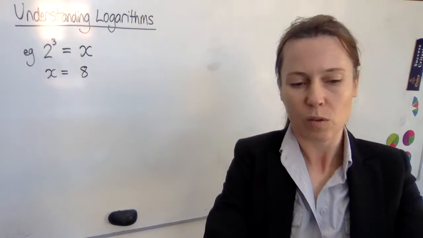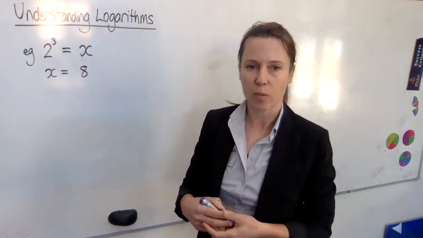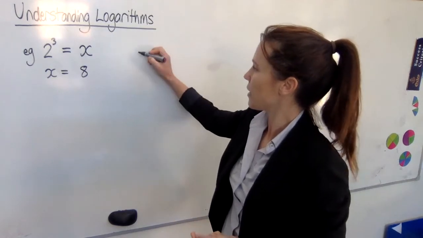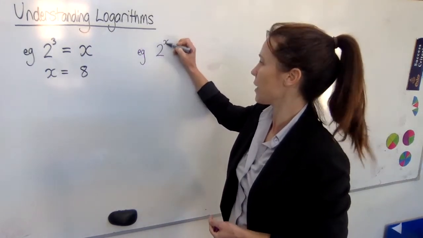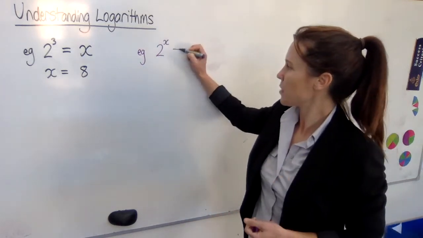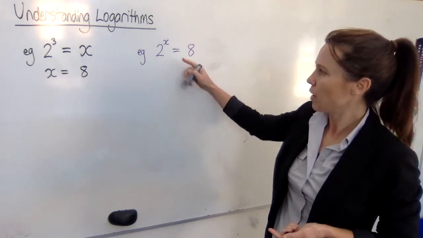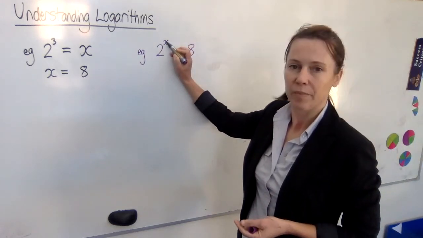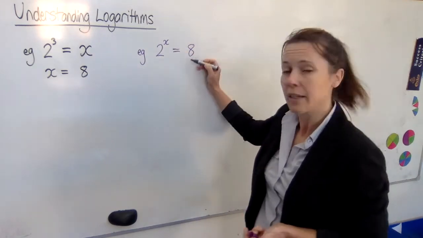Now, what logarithms allow us to do is to ask this question in another way. So if I was to ask you, 2 to the power of something, let's call it x, because it's an unknown, 2 to the power of something is 8. Solve this for me. Now, I've asked for a different unknown, haven't I? And it's quite a simple question if you know that 2 to the power of 3 is 8.